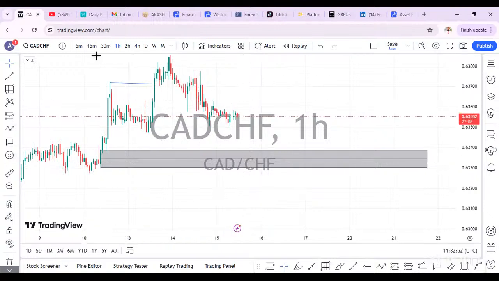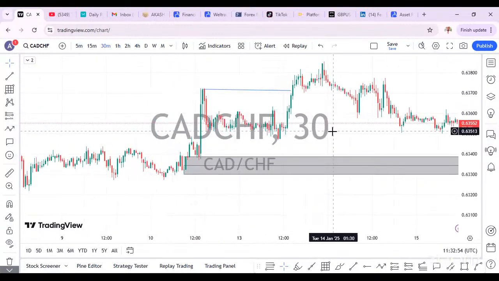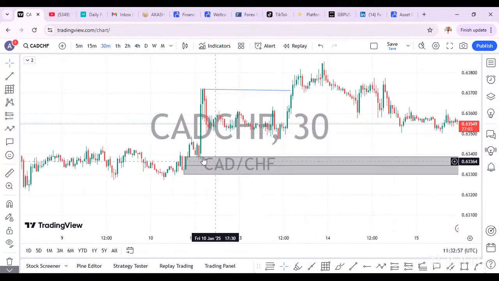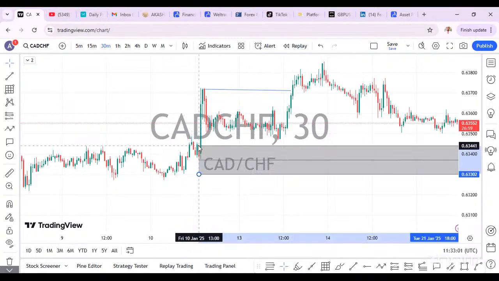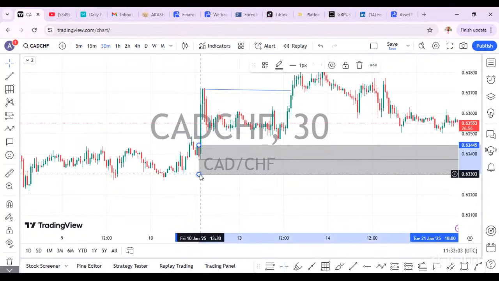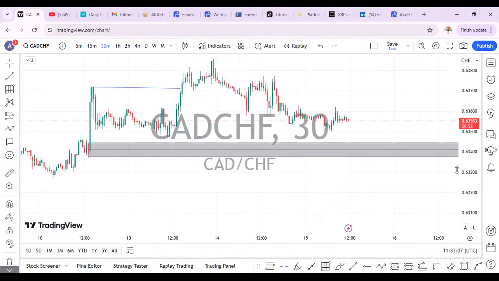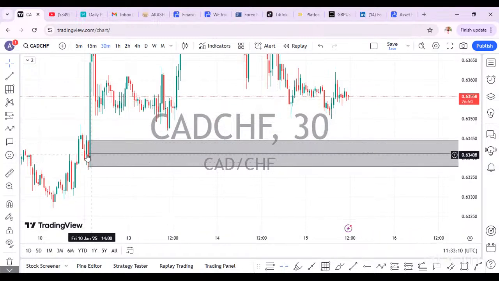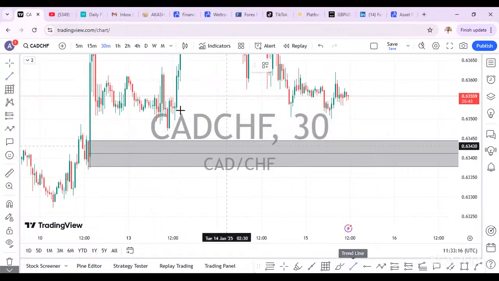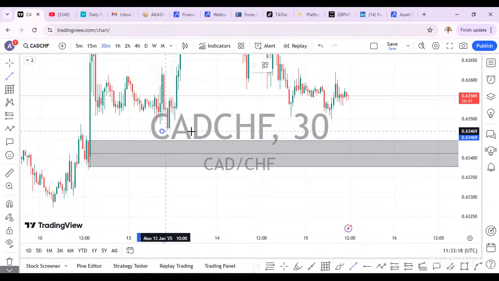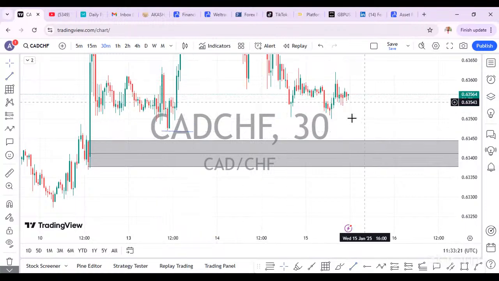So 30 minutes, let's define. If you want to use 30 minutes, this should be the other block for 30 minutes, because this is where structure really broke. So this is an inducement. Already, it has formed an inducement. So allow price to come here, then you can look for your buy.